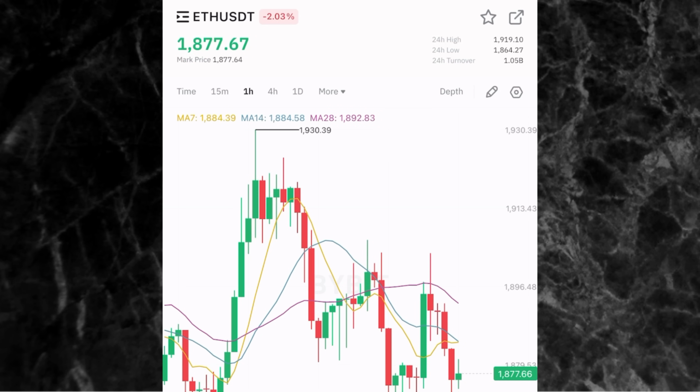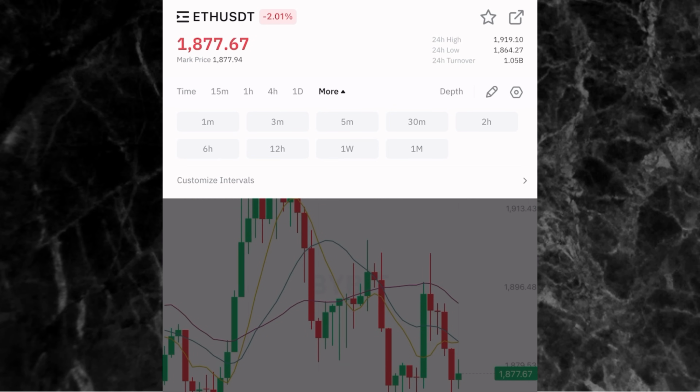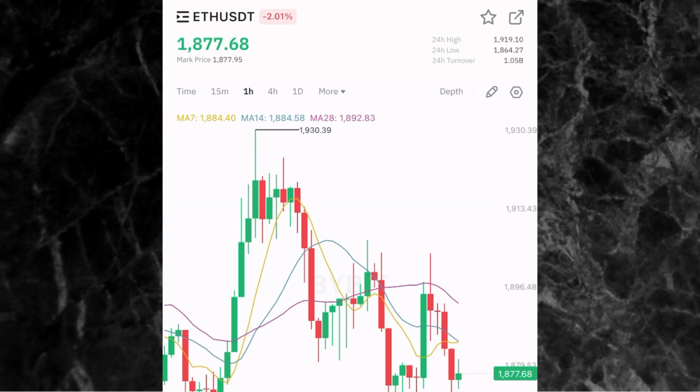Now, the next thing you need to take note of is where you have your time frame. You can see where you have time 15M, 1H, 4H, 1 day, and more. That's where you can pick your time frame. So if you tap on more, you'll be seeing more time frames that you can pick right here. Now, what is the meaning of this time frame?